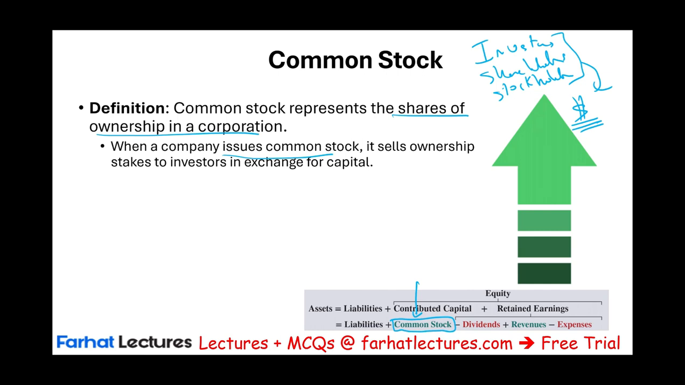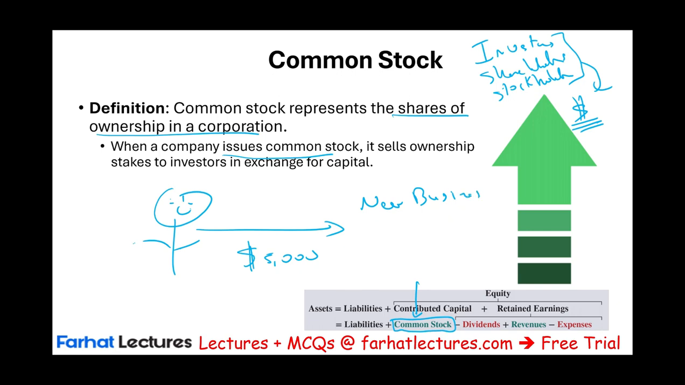So let me show you a picture. It's an individual. I'm really lousy at drawing. So this individual will transfer $5,000 to a new business to start the business. What would the business give them in return? The business in return will give you ownership, and that ownership is represented in common stock. You give them the money, they give you ownership in the company. They give you stocks in the company.